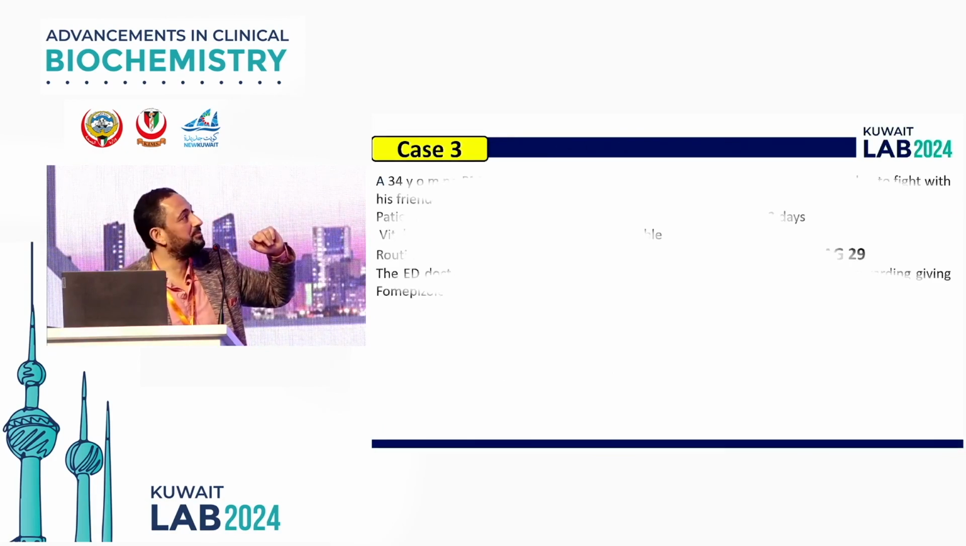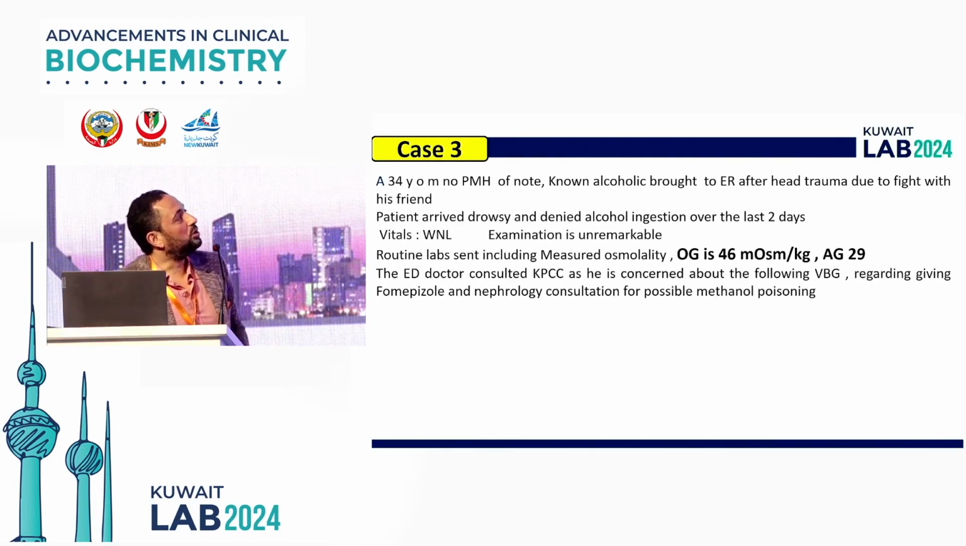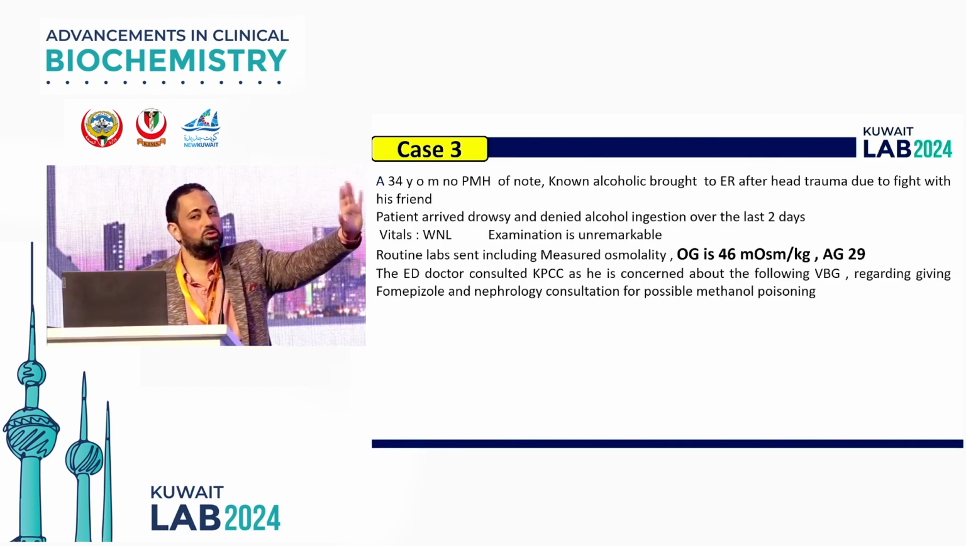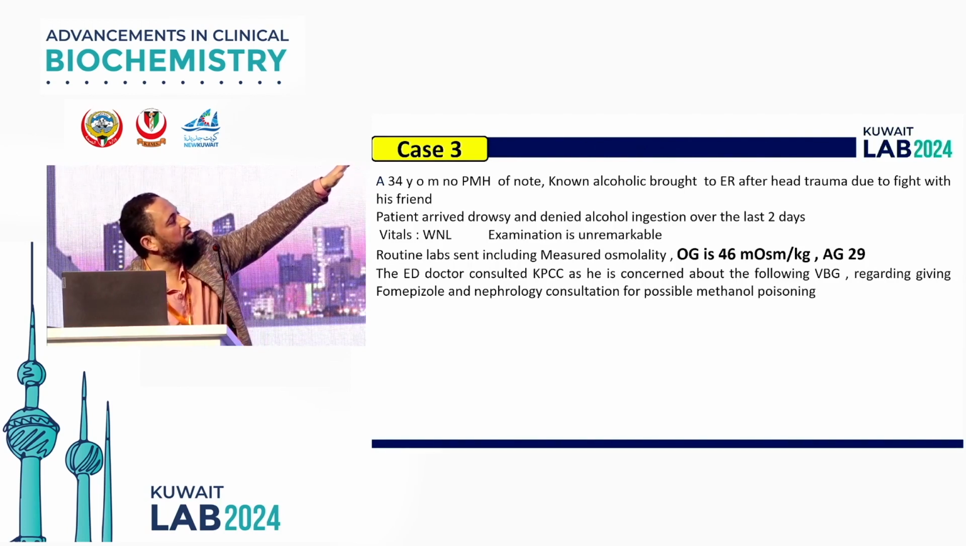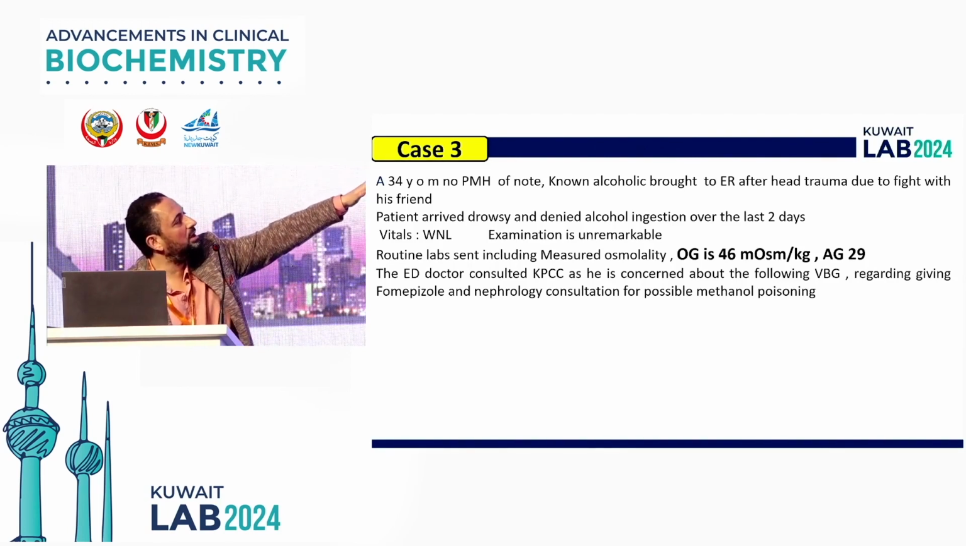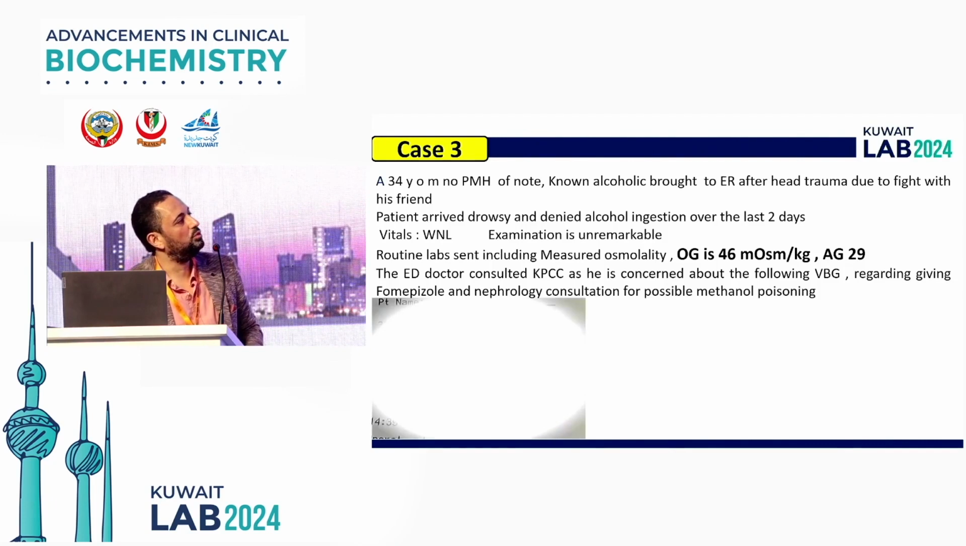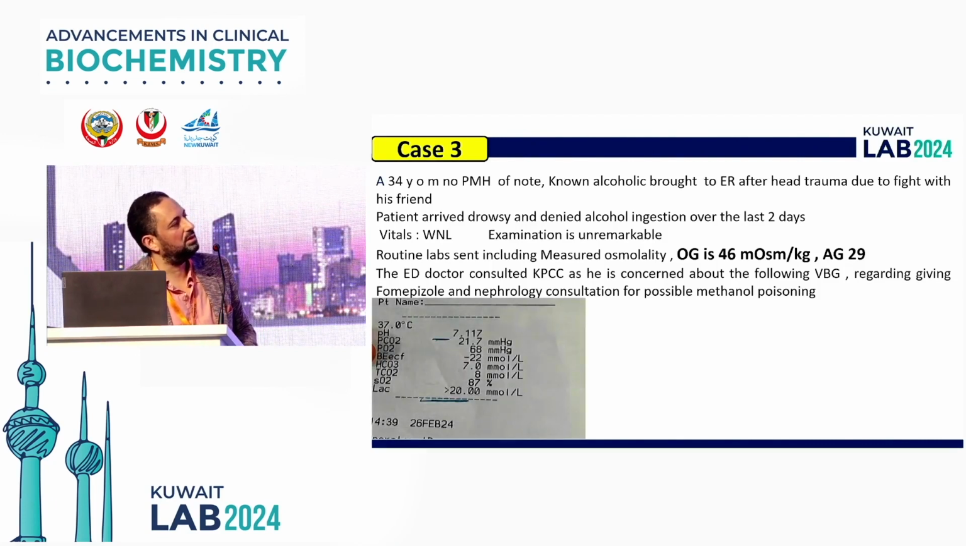Case number 3: a 34-year-old male, past medical history of note, known alcoholic, brought to the ER after head trauma due to a fight with his friend. Patient arrived drowsy and denied alcohol ingestion over the last 2 days. He's not telling the truth, by the way. Vitals within normal limits, examination unremarkable, routine labs sent, and osmolar gap was 46, anion gap was 29.